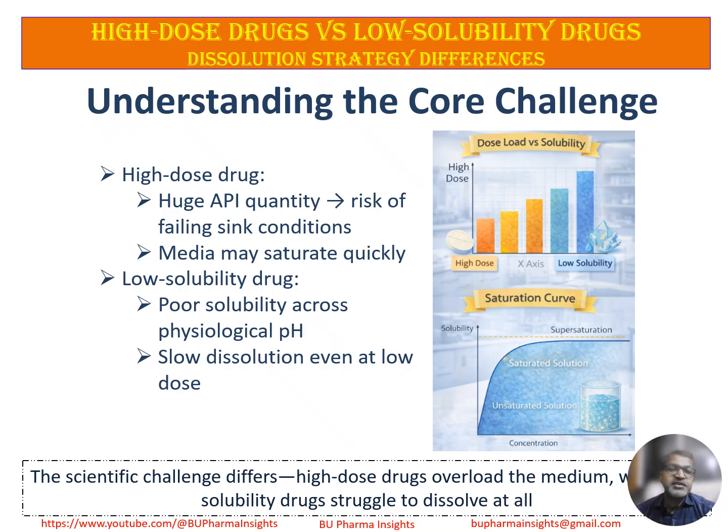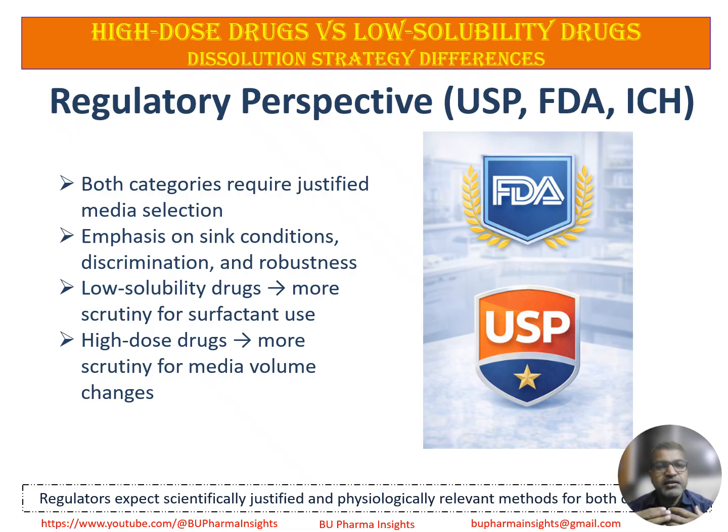For low solubility drugs, solubility is poor across physiological pH, so dissolution is slow, even at low doses. Here, we use pH adjustment or surfactant. So, method design must match the dose solubility challenge to ensure robust results. FDA discourages excessive use of surfactants unless strongly justified. For high-dose drugs, even 900 ml may not be enough, so larger volumes or special media must be scientifically defended.